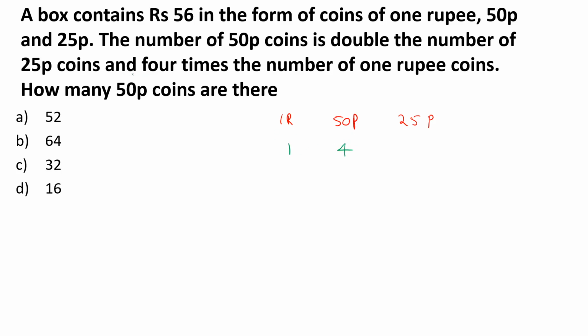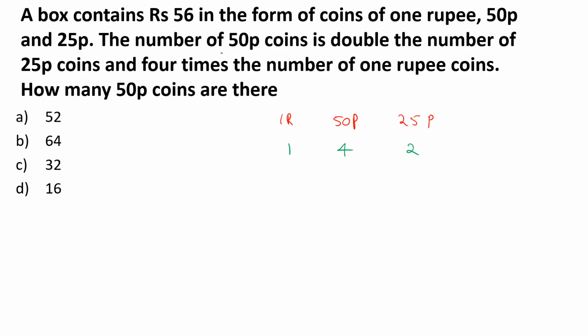Here the condition is given. The number of 50 paisa coins is 4 times the number of 1 rupee coins. We assume the 1 rupee coins is 1. Then the number of 50 paisa coins would be 4. And the number of 50 paisa coins is double the number of 25 paisa coins. The number 4 is double of what? The number of 25 paisa coins would be 2. Here the ratio 1:4:2 satisfies the given condition.